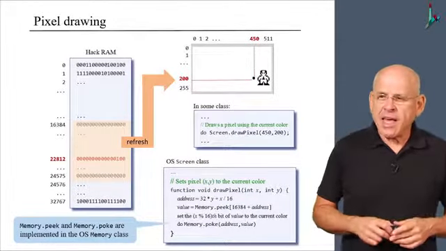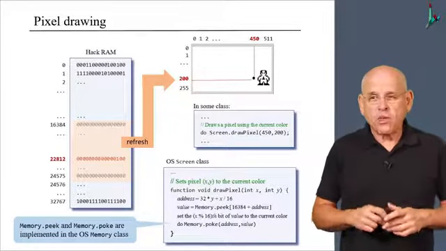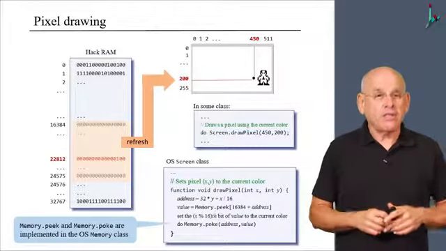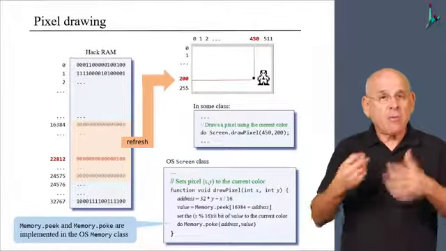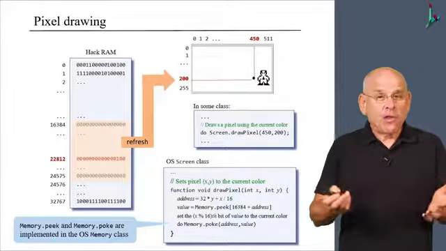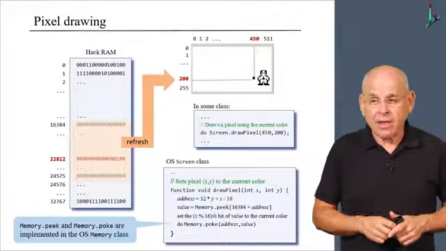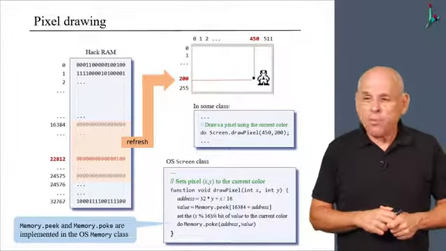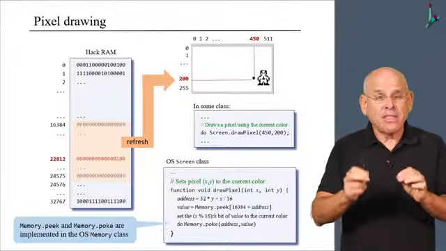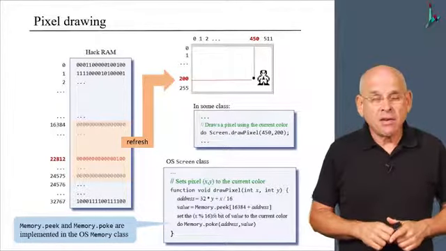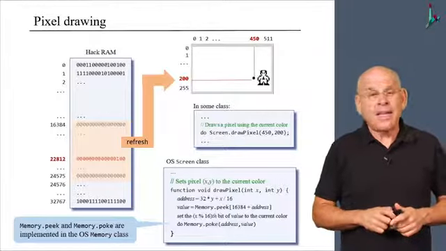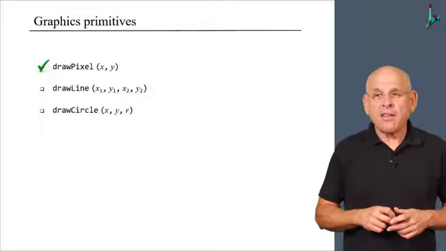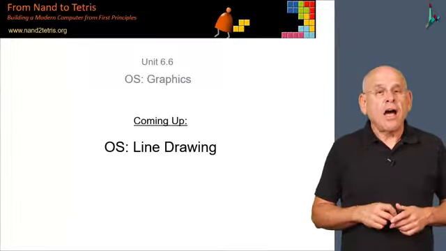Now notice that the draw pixel subroutine, which belongs to the Screen class, makes use of the peek and poke subroutines, which belong to the Memory class. And the Memory class, of course, is something that we've already implemented in previous units. And this is quite routine in operating system modules, this interdependency of one module using another, and that's an example of this interdependency. So we talked about draw pixel, and in the next unit, we'll teach you how to draw a line.